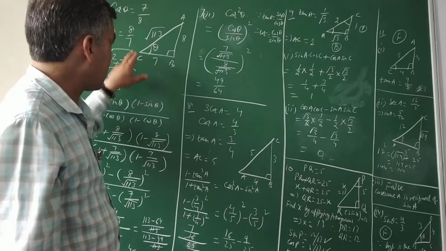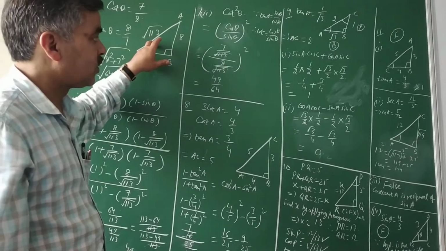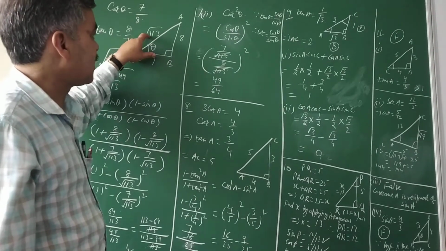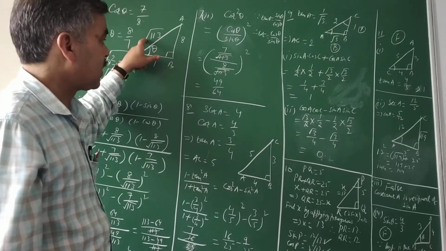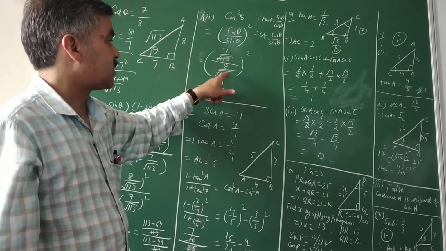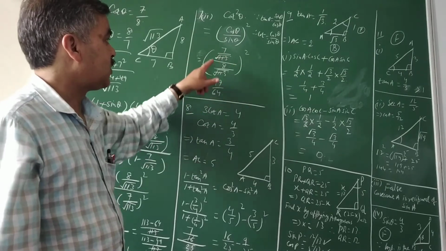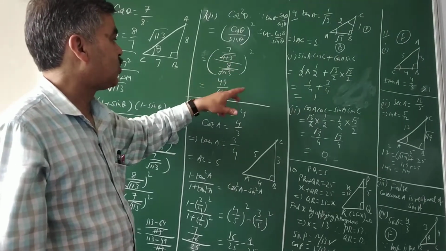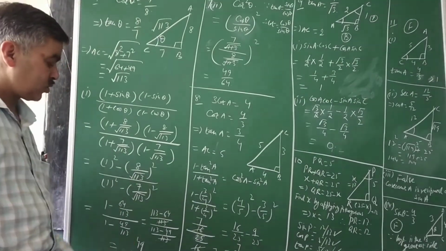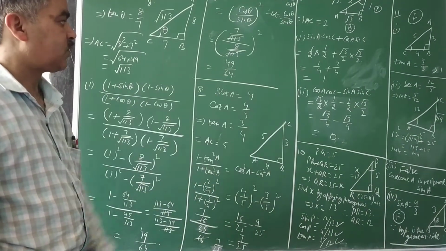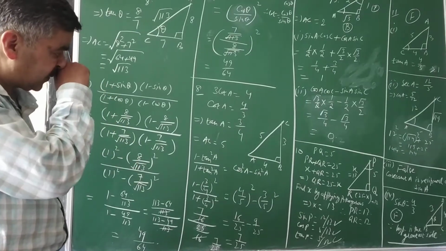Again from this triangle, because this is a part of this figure only, cos is base upon hypotenuse, and sine is perpendicular upon hypotenuse. Denominators are the same, so you can cancel. Finally, you will be left with 7 upon 8 whole square, and that again comes to 49 upon 64. So for both the parts, your answer will be 49 upon 64.